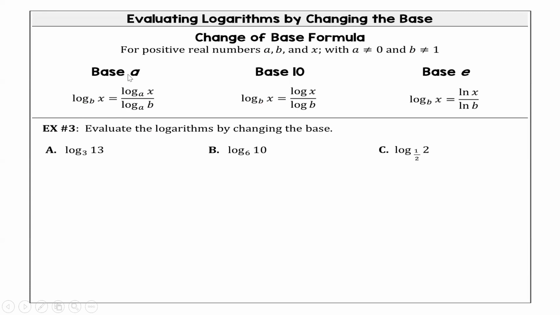Doesn't matter what the base is, but whatever base you need them to have alike. You're going to take the log of the argument over the log of the base. Whether it's base 10 or base e, which is natural log, it doesn't matter. It is the log of the argument over the log of the base. And they are equivalent forms.